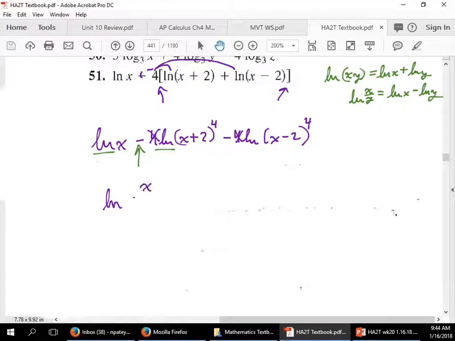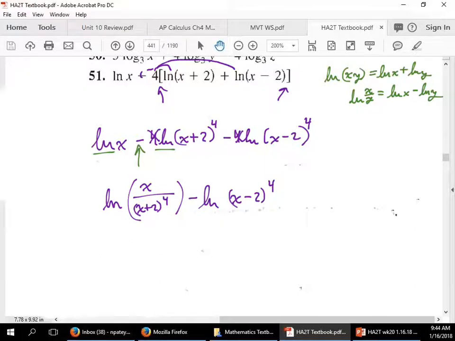Natural log of x divided by x plus 2 raised to the 4th. Shebang-a-dang. Look at that. Now we have 1 log gone. Now we just have to get rid of 1 more. All right, let me keep going now.